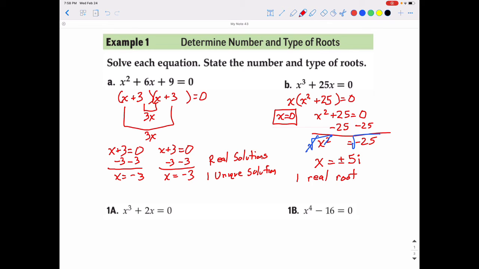But then we got 2 imaginary... Or we could say another word for imaginary is complex roots, because positive 5i and negative 5i are both imaginary, or we could call them complex roots.